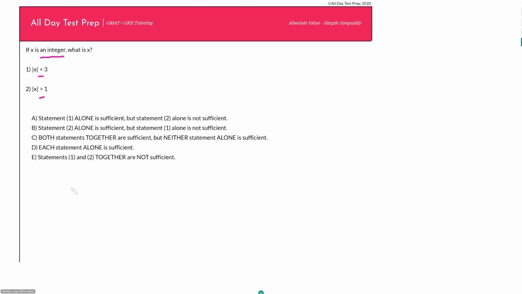So let's start with statement 1. The absolute value of x is less than 3. So this statement is telling us the distance x is from 0 is less than 3, which means, unlike with our equations, our goal isn't to solve for a single value of x here. Our goal is to just get a range of values for x. And to do that, it might be handy to use a number line. And so I draw a number line with 3 here, -3 over here.